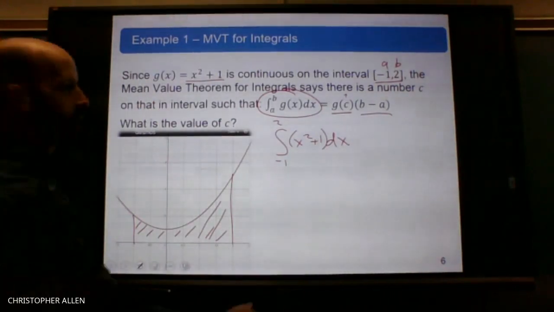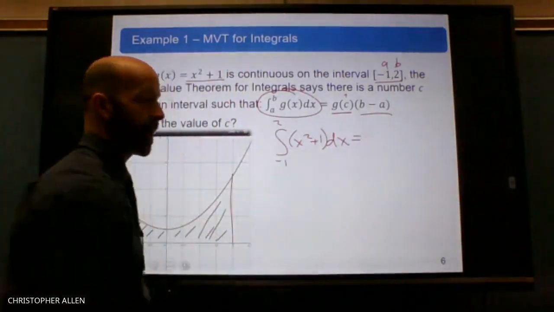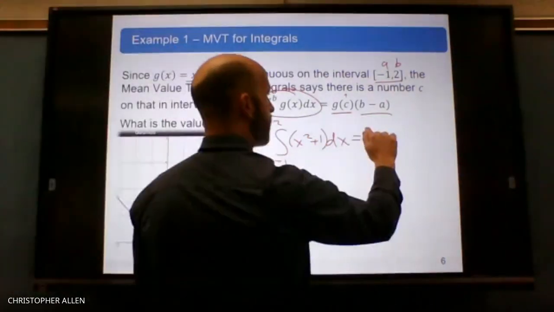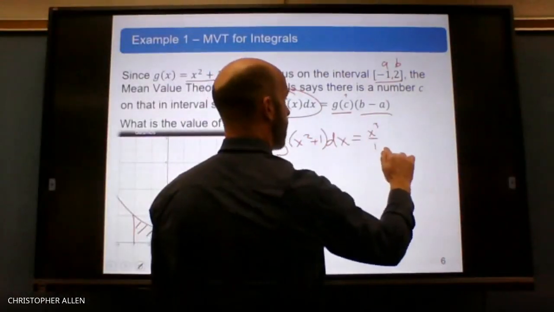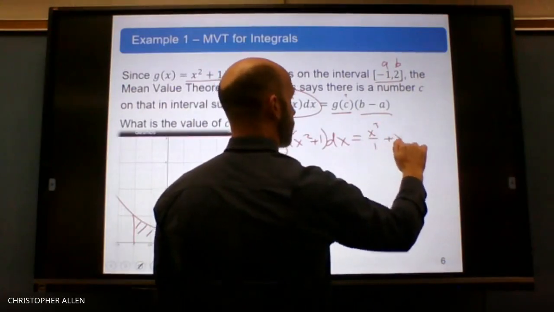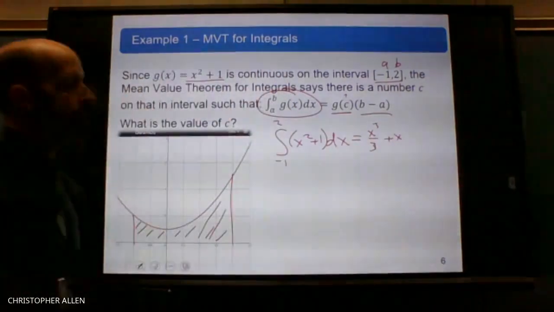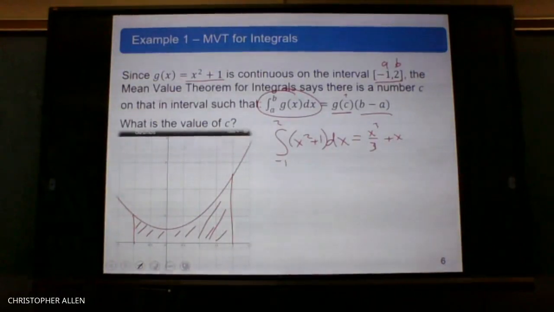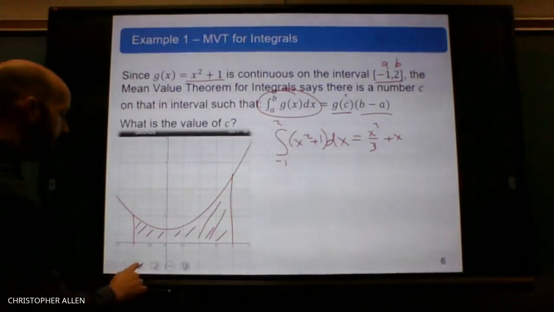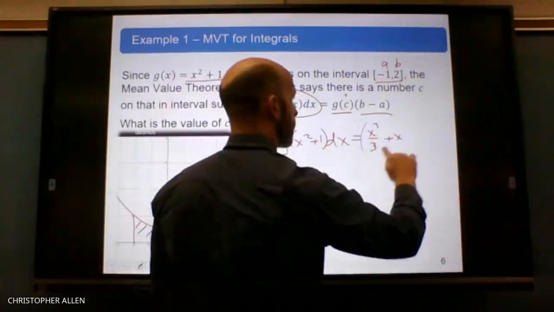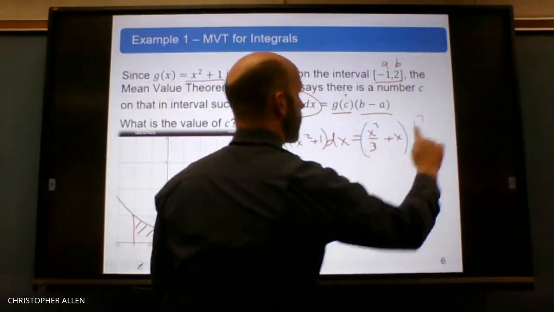All right, so we want to figure out what the antiderivative is for x squared plus 1. Well, that'd be x to the third over 3, not 1 over 3, plus x. That's the antiderivative. And we need to evaluate that from -1 to 2.